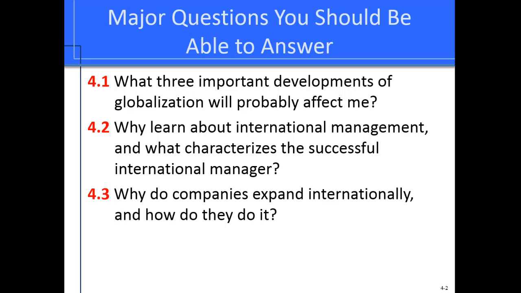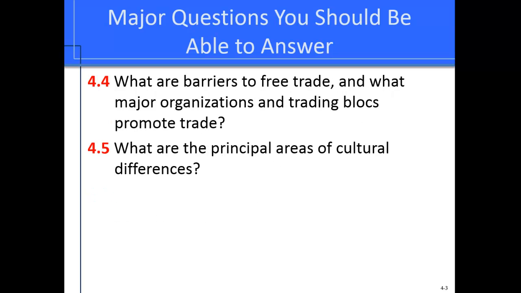And the last part of chapter 4, which is section 5, is over the importance of understanding cultural differences. After reading and following everything along in the part 4.5, you should be able to answer the question, what are the principal areas of cultural differences?